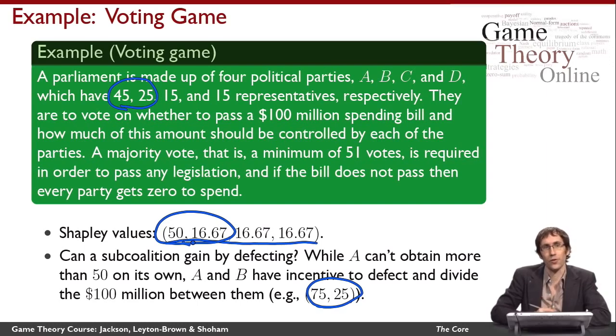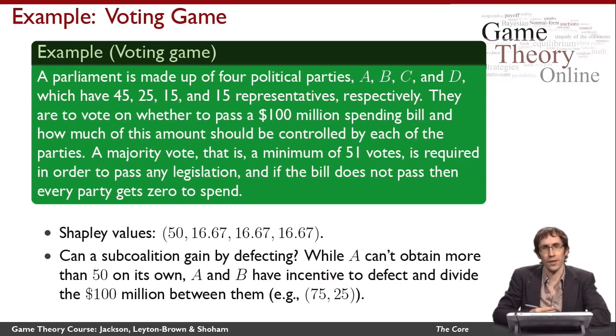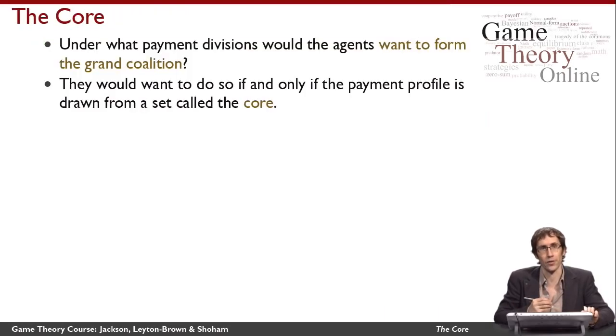So this goes to show that while the Shapley values may be fair, they don't necessarily give the right incentives to all of the different parties to want to actually join the Grand Coalition. And so instead, we should look for different ways that the parties could divide the payments so that they would be willing to form the Grand Coalition. So that's the question that we're going to think about in this video.